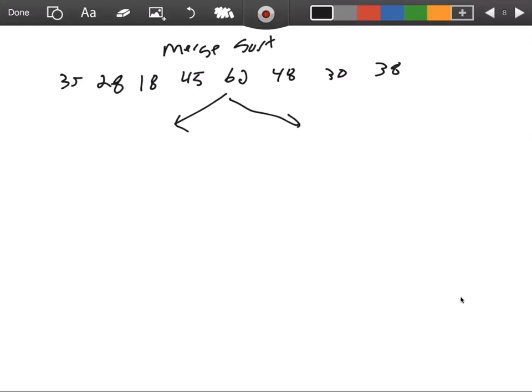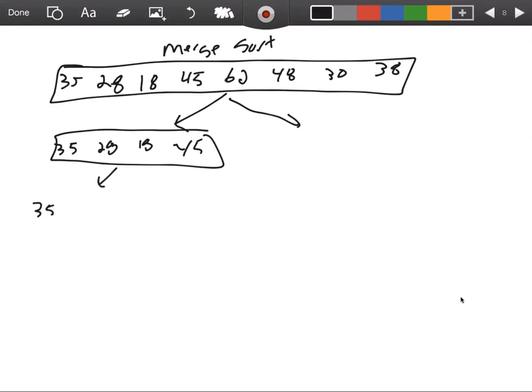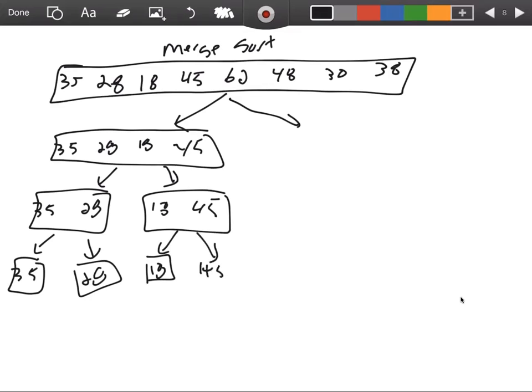We usually put boxes around all these. I'll just do the one side. So we have the 35, the 28, the 18, and the 45 in this group. Divide that up again into the 35 and the 28, and the 18 and the 45. Subdivide again. These are recursive calls into the 35, the 28, the 18, and the 45.